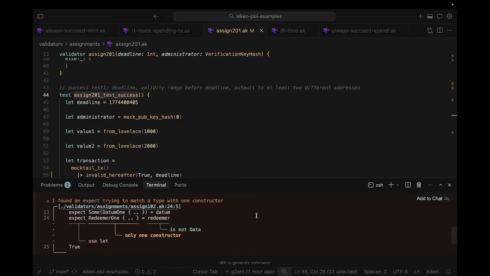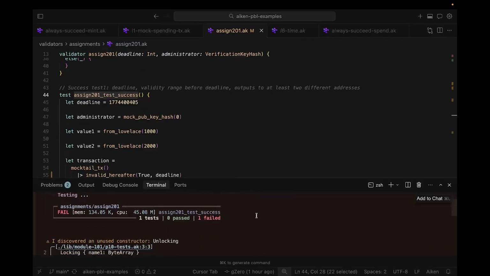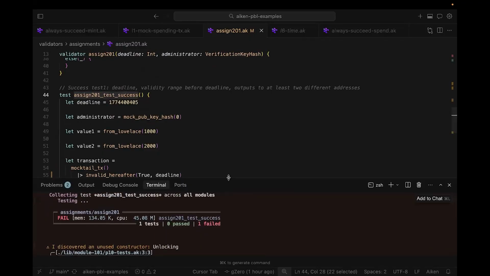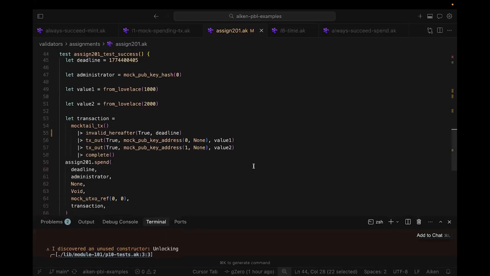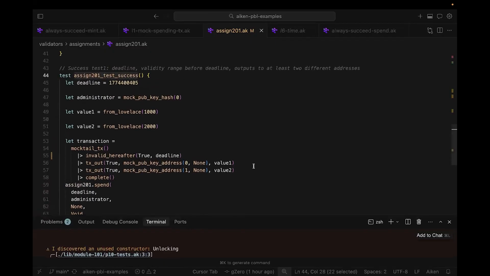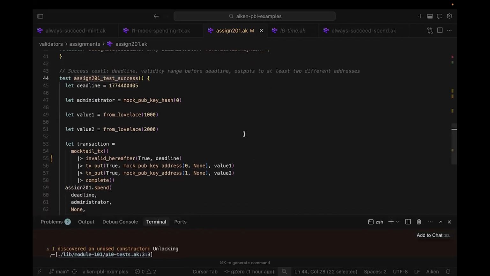Oh, it failed again. What did we do wrong? Maybe we'll have to double check the test. Let's go through the test again. In the test, we defined a deadline, some random deadline. Does it matter what the deadline is? It doesn't matter, right? It could be any number.